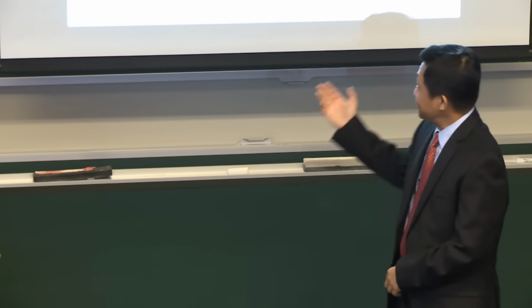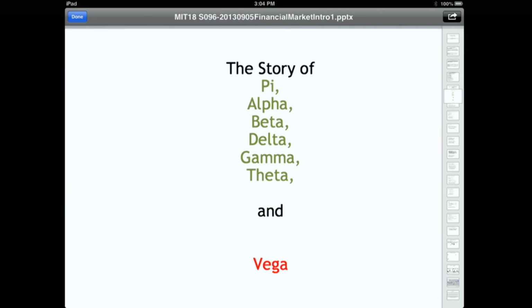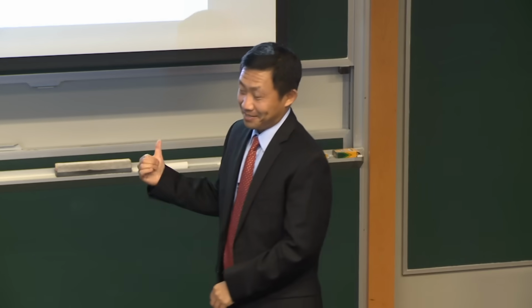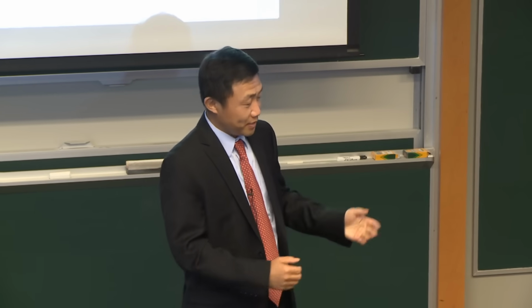I'm obviously not going to tell you the story of pi or Life of Pi, right? That's not a financial story. Or the rest of the story, alpha, beta, delta, gamma, theta, which you will learn from Peter and Choongbum and Vasily's classes. So I'm going to talk about Vega. So by the way, before I tell you the story, what's unique about Vega on this list? It's not a Greek letter. That's right.